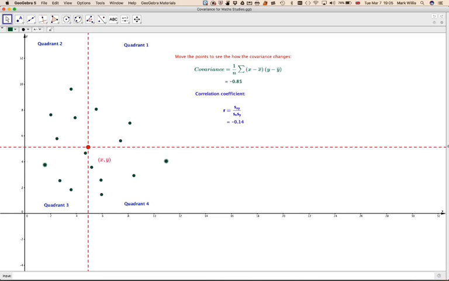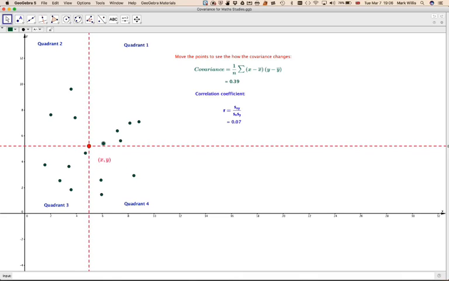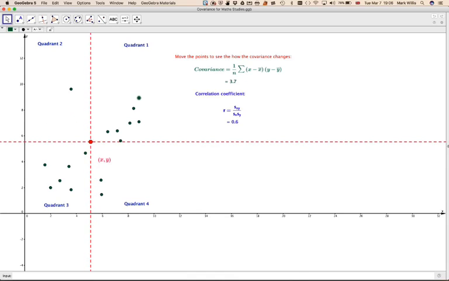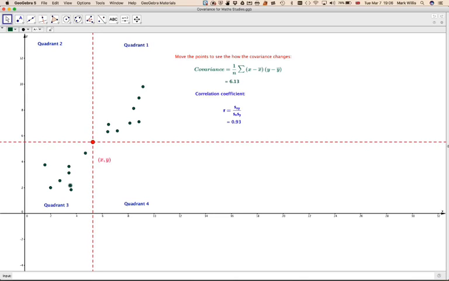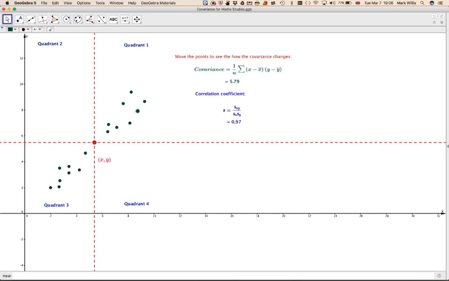So if we go back to what we started with, give me a minute to move the points, roughly what we started with, everything being in the first and the third quadrants. Here we can see, just move it about. That's it. Let's move it back a little bit. Here we can see what we know as positive correlation. We can see the value is quite high.